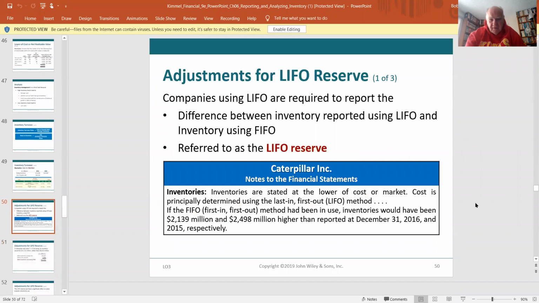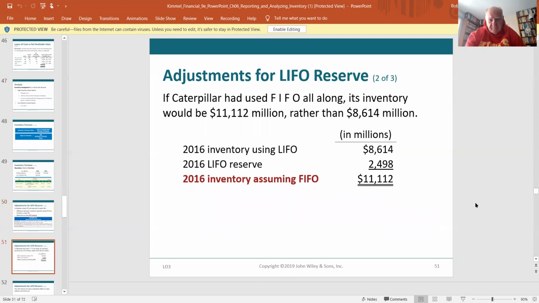Inventory turnover, adjustment for LIFO reserve. Companies using LIFO are required to report the difference between LIFO and what the number would be if they had gone with FIFO. And that's called the LIFO reserve. The LIFO reserve gets adjusted every month, up or down, depending on which is higher at the time, the LIFO inventory or FIFO. And it can bounce around kind of crazily.